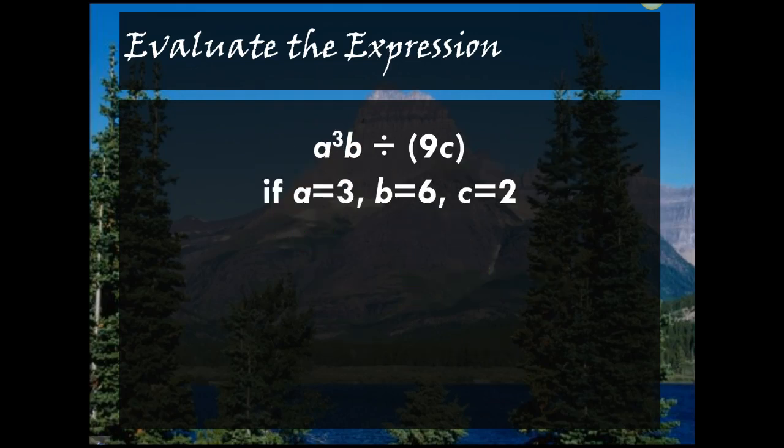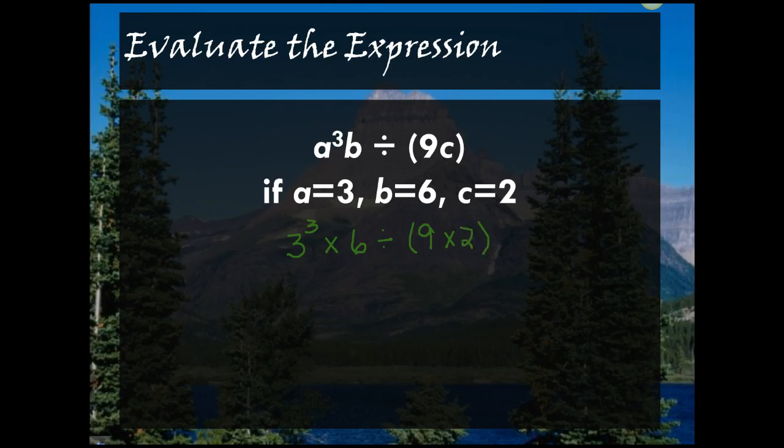In this problem, let's evaluate the expression a cubed times b divided by 9 times c, which is in parentheses. It is so important to rewrite the problem substituting in the given values before you begin calculating to help ensure that you don't make mistakes. So let's do that step first. I will write 3 to the third power times 6, and that is divided by 9 times 2, which is in parentheses. Now we can solve applying order of operations.